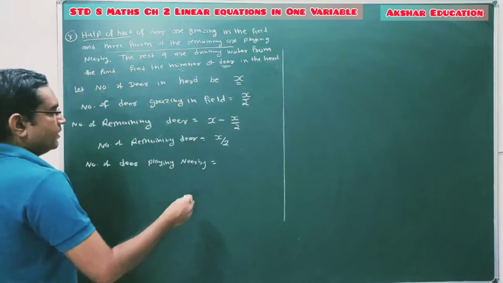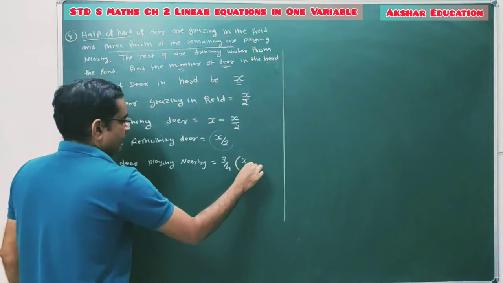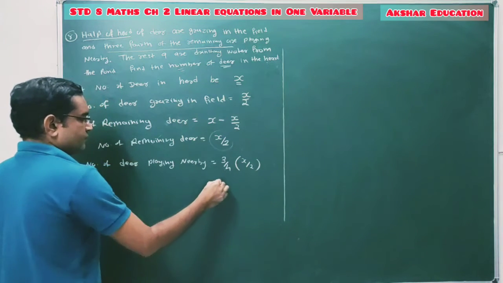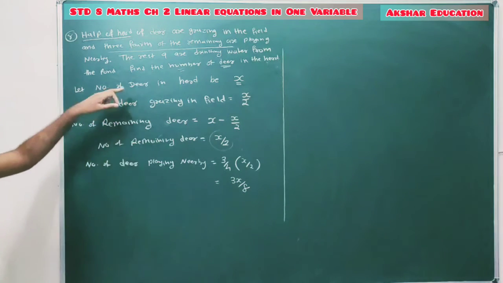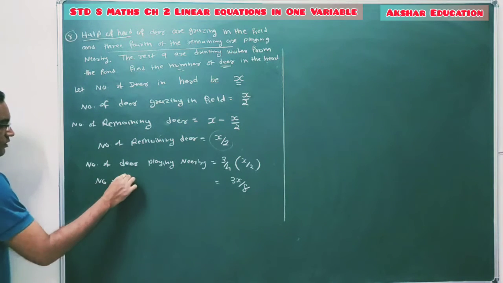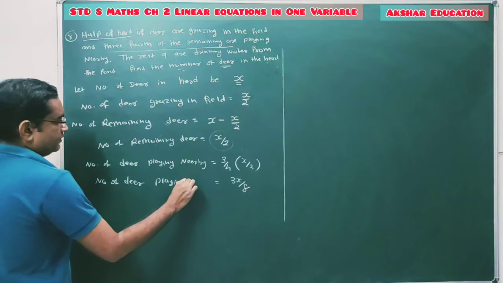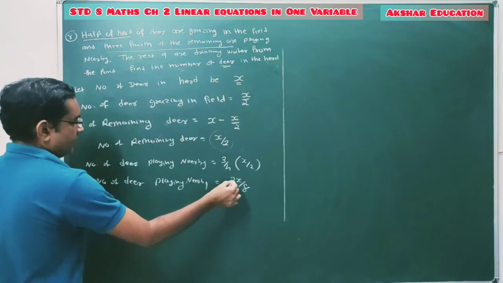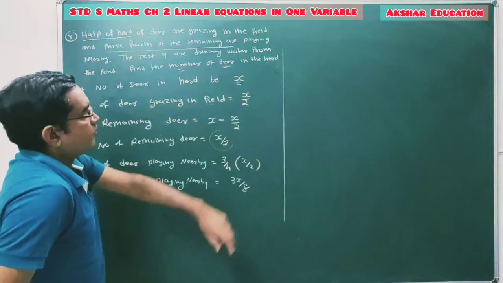3/4 of the remaining deer are x/2, and 3/4 of that remaining, so it's 3/4 of x/2, which is equal to 3x/8. This number of deer are playing nearby, so we can say the number of deer playing nearby are 3x/8. Done. And the rest 9 are drinking the water from the pond.